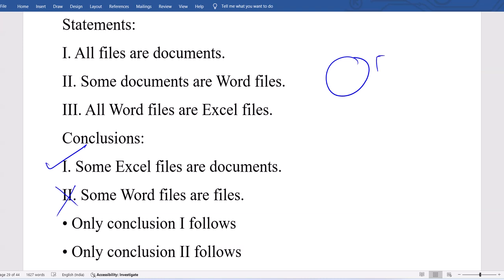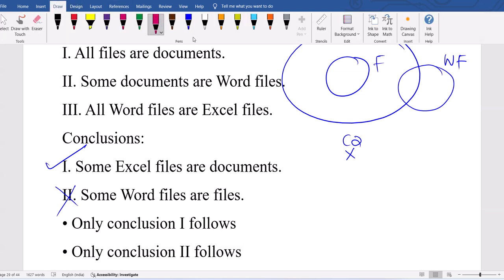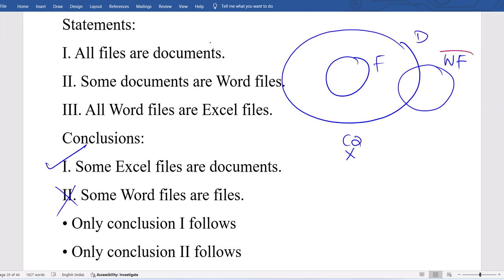All files are documents. Some documents are Word files. Now, Word files and files are not connected, so the second conclusion is gone. Whereas the first one, third statement, sorry: all Word files are Excel files. So here definitely some Excel files and documents are connected. So the first conclusion is true, the second conclusion is false. So only one follows.